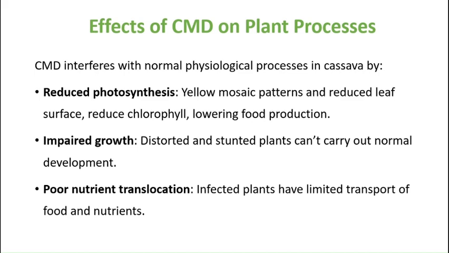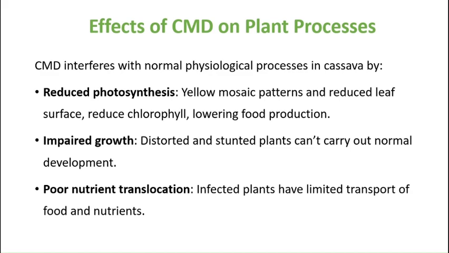Now, what plant processes are affected by this CMD? One, cassava mosaic disease affects photosynthesis. Because of the yellow patches, the reduced surface and the scorching, it automatically reduces the amount of chlorophyll that can be packed in the leaf, and that leads to lowering of food production or photosynthesis.